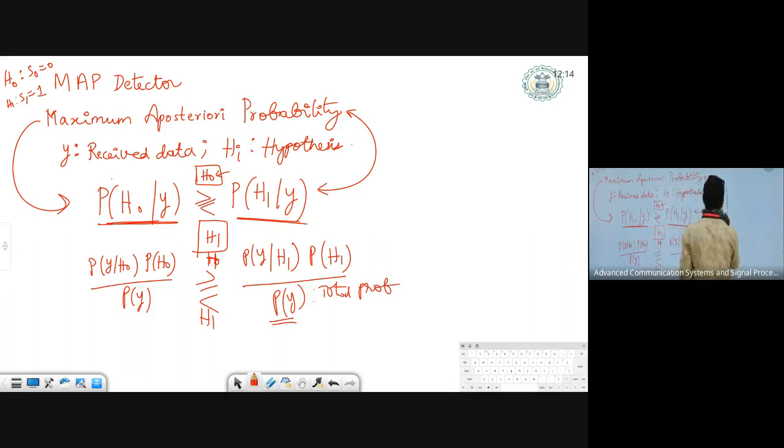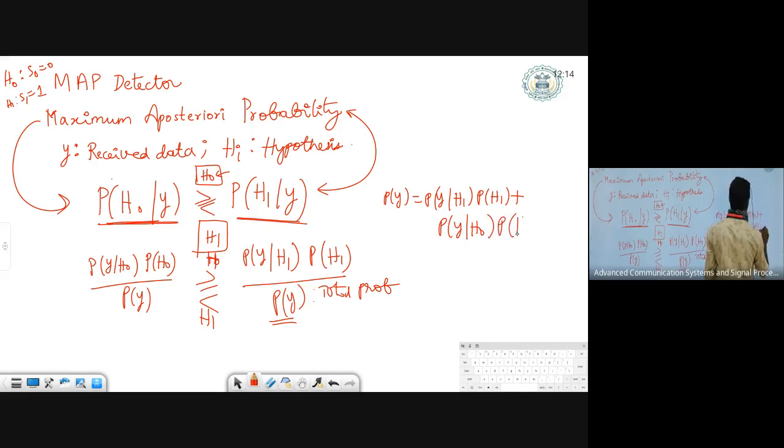The total probability you can write as probability of Y equals probability of occurrence of Y when H1 has occurred multiplied with the probability of H1, plus probability of receiving Y when H0 has occurred multiplied with the probability of H0. At any point of time, if you face difficulty in understanding, please let me know. These are the very fundamentals that you are supposed to have before entering into the much more complex probability equations. If I compare these two equations, these two will get cancelled.